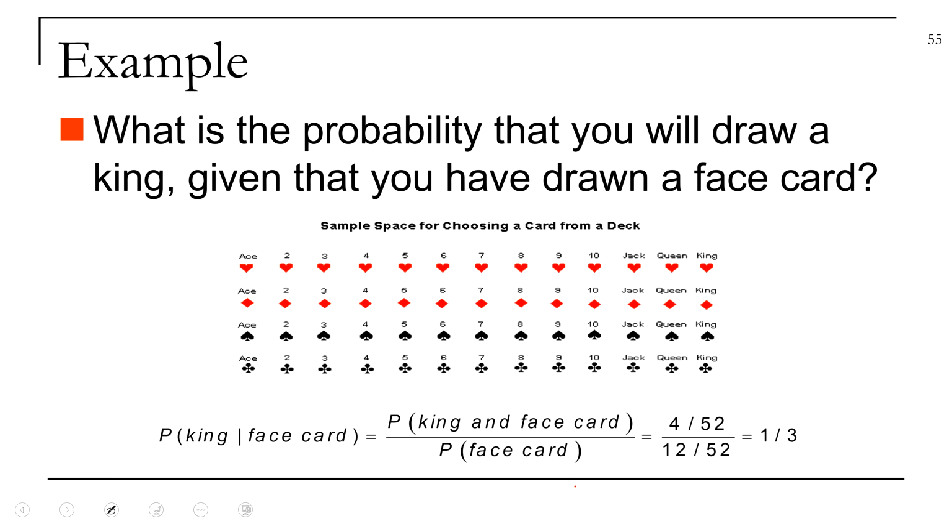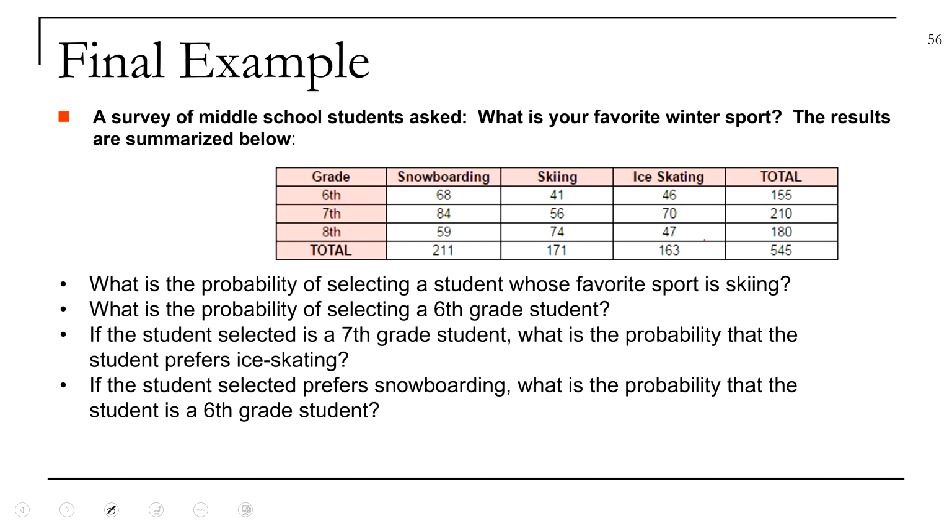What's the probability you'll draw a king, given you've drawn a face card? Well, by definition, the probability of king given face card is the probability of king and face card, over the probability of face card. There are 12 face cards, so that's 12 over 52. And a king and a face card is just the probability of drawing a king, because a king is a face card, so that's 4 out of 52. It's 1 out of 3. So that's pretty much what conditional probability is.